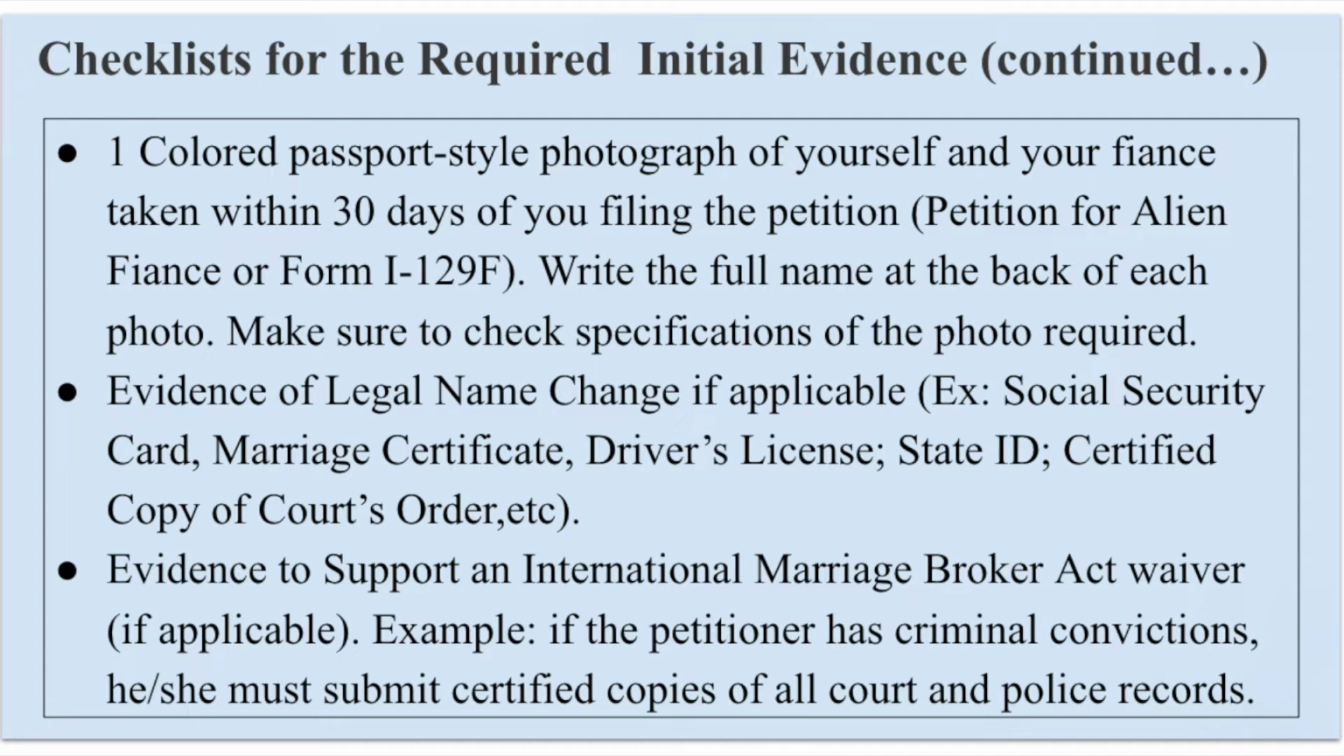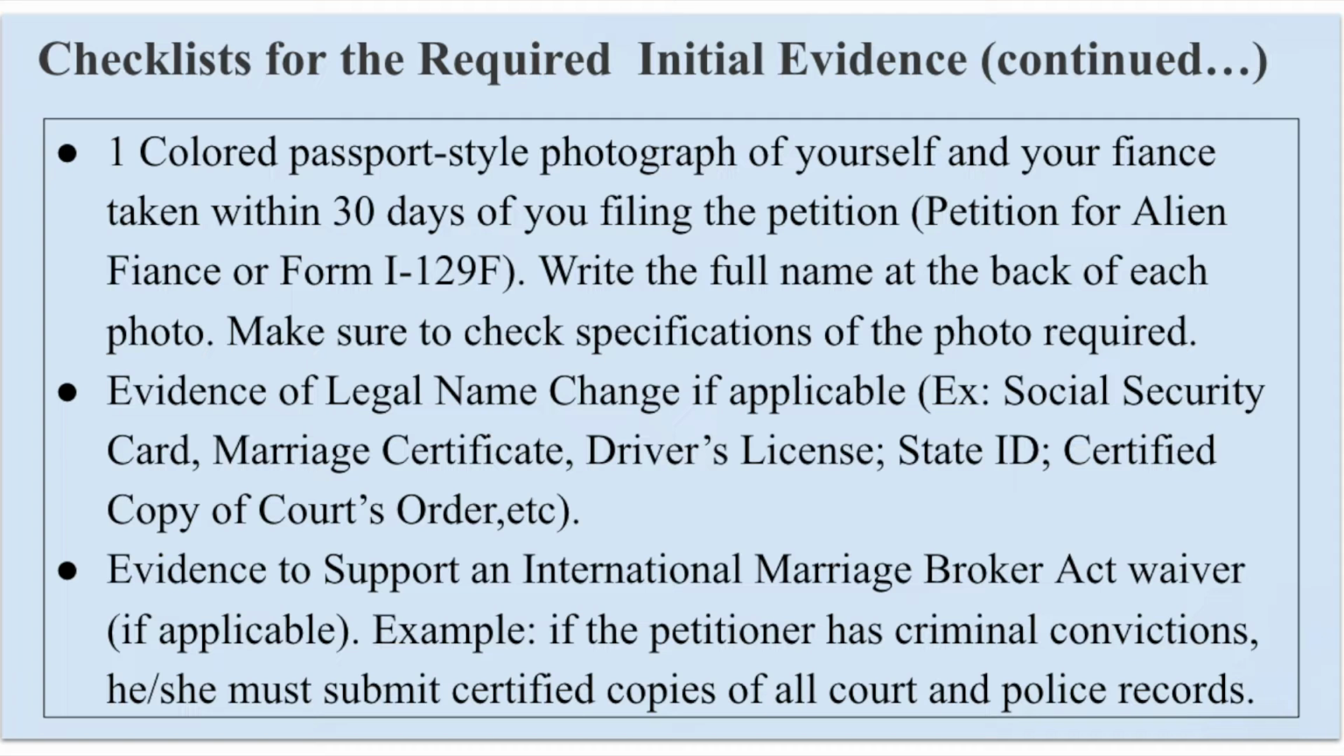One colored passport-style photograph of yourself and your fiancé, taken within 30 days of you filing the petition, known as the Petition for Alien Fiancé or Form I-129F. Write the full name at the back of each photo. Make sure to check the photo specifications at the USCIS website. Evidence of legal name change if applicable, such as Social Security card, marriage certificate, driver's license, state ID, certified copy of court's order, etc.